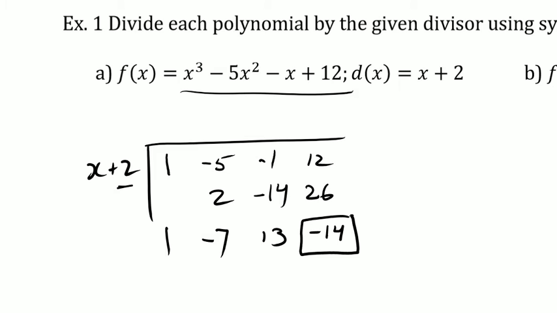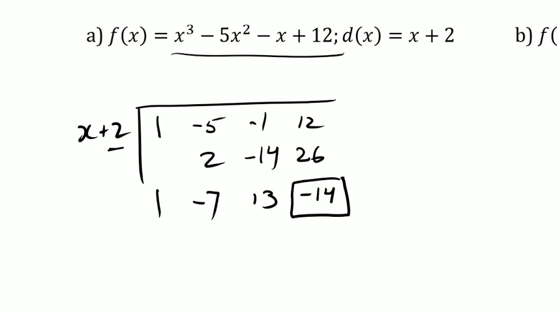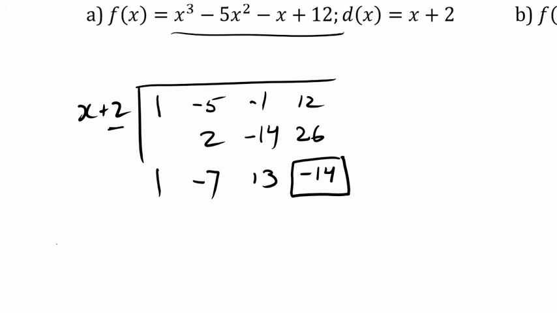And now I just repeat. I take the -7, multiply it by the 2, I get -14. -1 minus -14 is plus 14, so that's 13. Okay? What do I do next? Keep going. Take the 13, multiply by 2, that gives me 26. 12 minus 26 is -14.